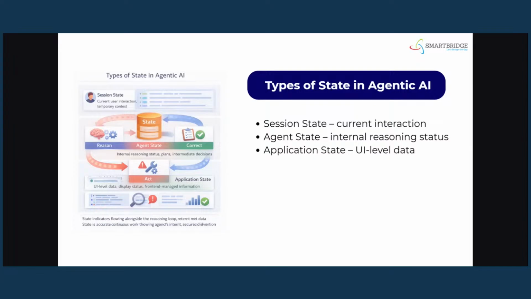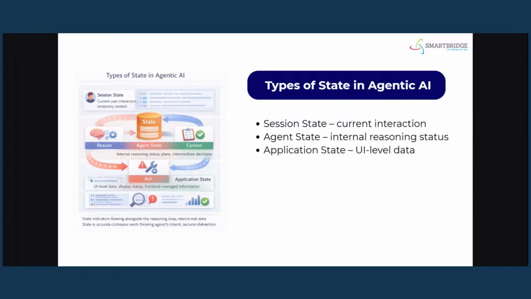So think of this like a classroom. Each student has their own notebook. The teacher has lesson progress, and the school has schedules and records. So all of these are different states. Managing them properly helps the agentic AI system stay consistent, avoid confusion, and handle multiple users smoothly at the same time.